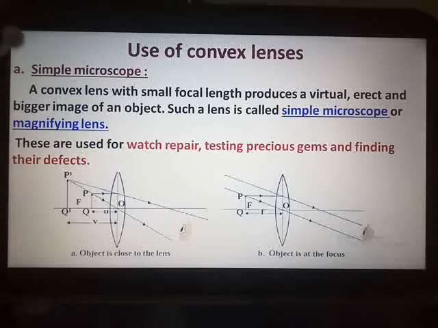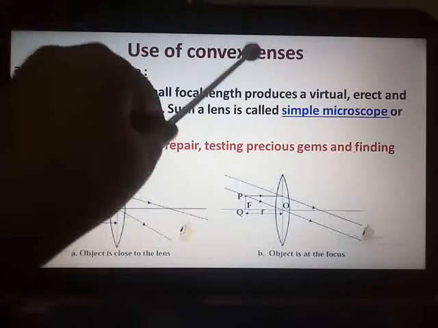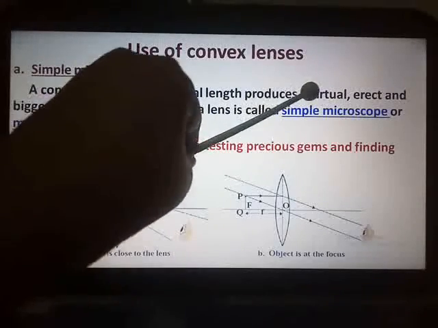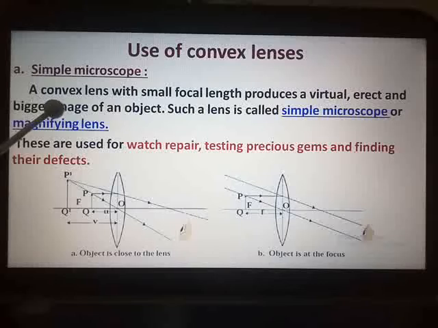Now here a convex lens. We are studying about the convex lens uses. With small focal length, it produces a virtual, erect and bigger image of an object, due to which such a type of lens is called a magnifying lens. Why? Because one can get a 20 times larger image of an object using such microscopes. And hence this type of microscope is used by watch repairers.